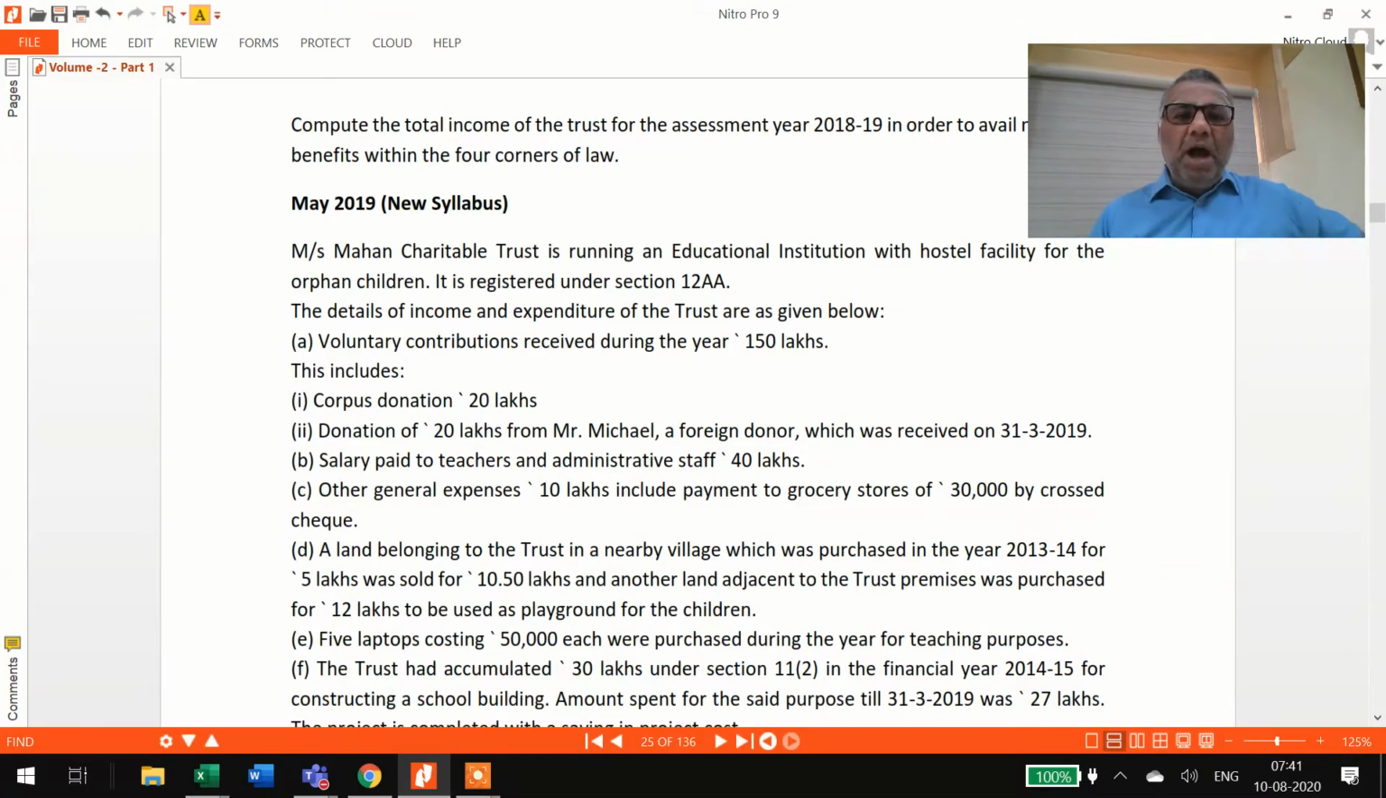Messrs. Mahan Charitable Trust is running an educational institution with hostel facility. It is registered under 12A. Voluntary contribution. This includes corpus donation. Donation of 20 lakhs from Mr. Michael, a foreign donor, which was received on the last day of the year. So in the foreign donor, you should not get worried. It is received on the last day of the year. The question is May 19. So it is received on the last day of the year. So it will not be 11(1), it will get the exemption.